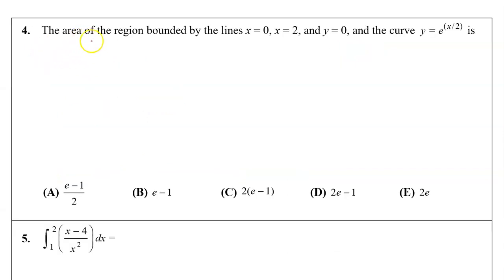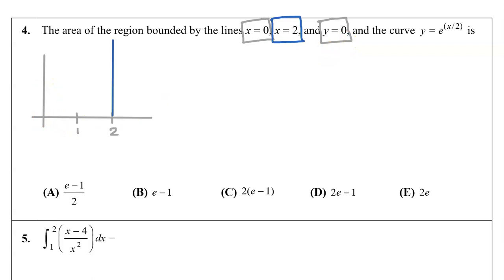Number 4, the area of the region bounded by the lines x equals 0, x equals 2, y equals 0, and the curve y equals e to the x over 2 power is which of these? I feel like a sketch is in order. X equals 0 and y equals 0 are just the x and y axis. X equals 2 is a vertical line at 2. And y equals e to the x over 2 power is this exponential growth curve shown here.